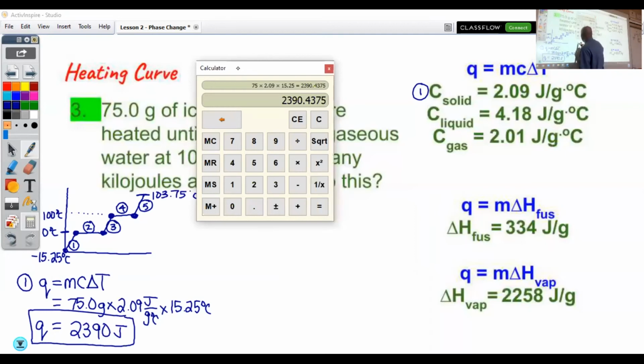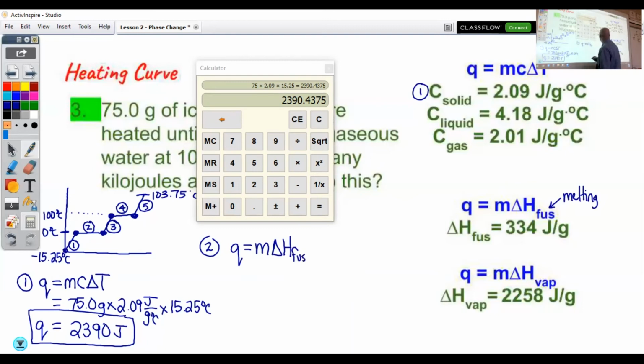So in part 2, we're now going through a phase change. Phase changes mean temperature is not changing. That means we can't use this equation. We have to instead use Q equals M times delta H. Because we're talking about melting, remember that's over here with fusion. So we're going to use delta H FUS. And this is the constant that we're going to use for this equation, 334 joules per gram.